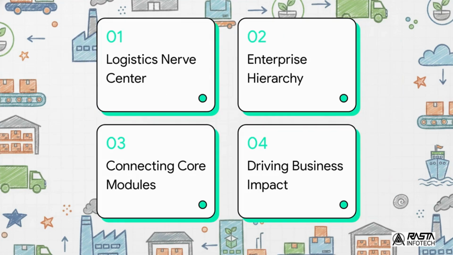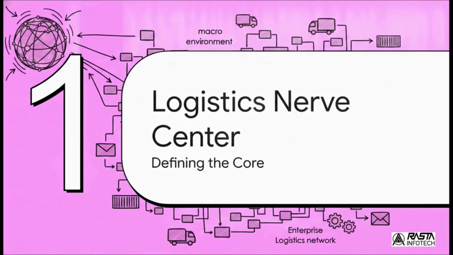Okay, let's dive into this. Here's our roadmap for today. First, we'll look at the logistics nerve center, then map out the SAP enterprise hierarchy, followed by connecting the core modules, and finally, driving business impact. Starting off with part 1, the logistics nerve center.